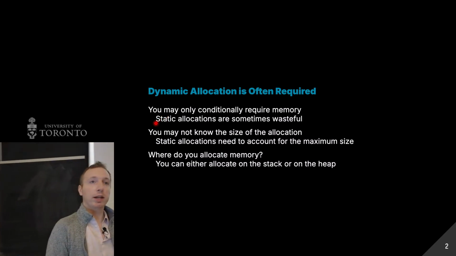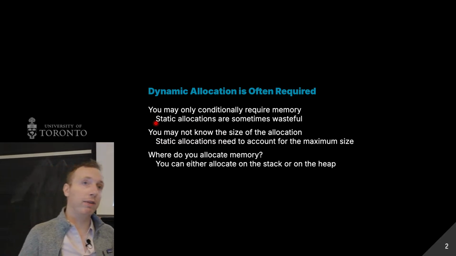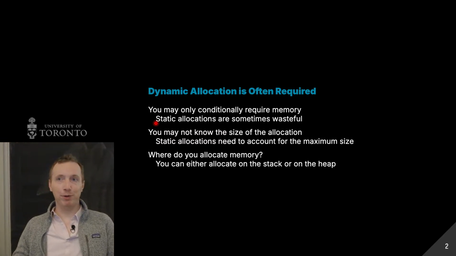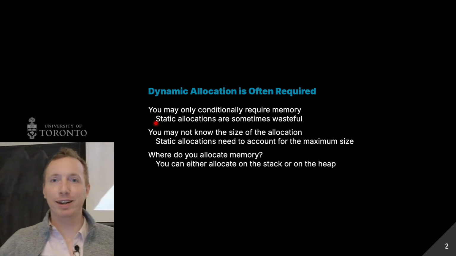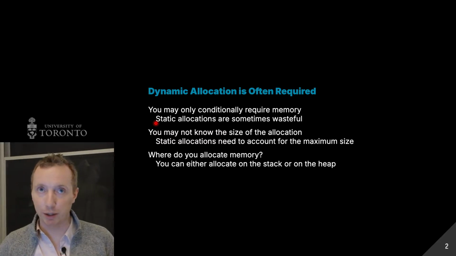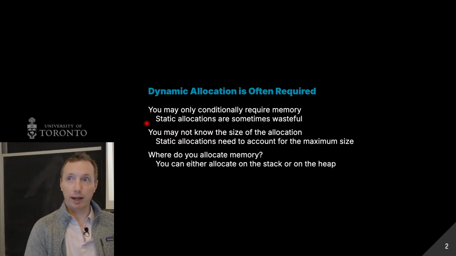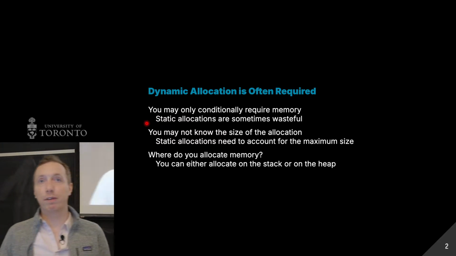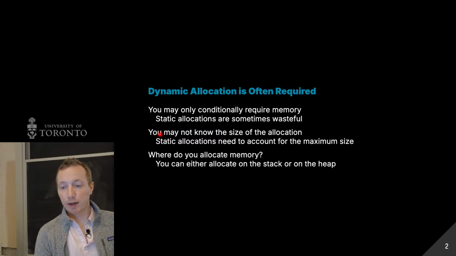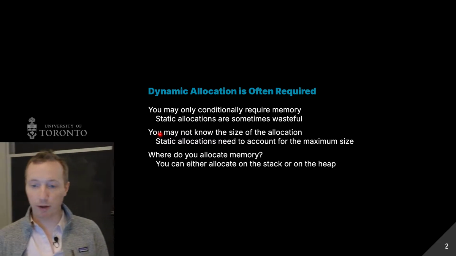So you might only conditionally require some memory. So static allocations are sometimes wasteful because they exist for the entire lifetime of your program. So if you only need a gigabyte of memory for a few nanoseconds, well, if it's all statically allocated, you have to set aside a gig whenever your program loads, and it never gets freed again, even if you only use that for a little bit of time. You also might not be able to do any static initializations because you might not know the size of the allocation at compile time. You might only know it at runtime. So static allocations also need to account for the maximum size if it's something that can vary, which again will waste a lot of memory.